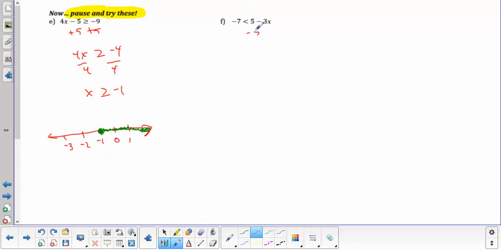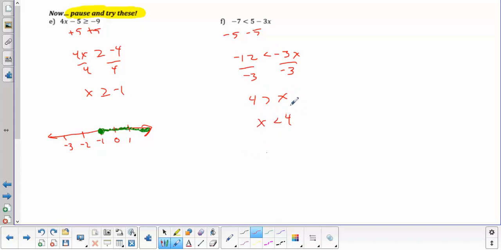Let's subtract this 5. Negative 7 minus 5, we get negative 12. So we get negative 12 is less than negative 3. You should notice already, since we're dividing by a negative, we're going to flip the sign. So negative 12 divided by negative 3 is positive 4. Flip the sign. We get 4 is greater than x. Just reverse this so you can look at it a little better. We get x is less than 4.